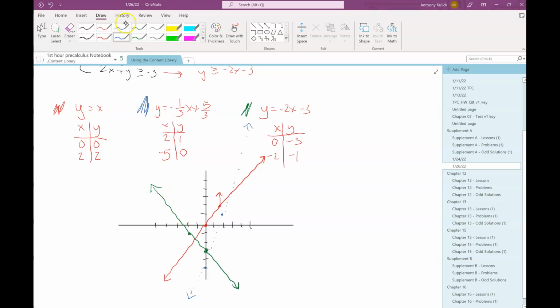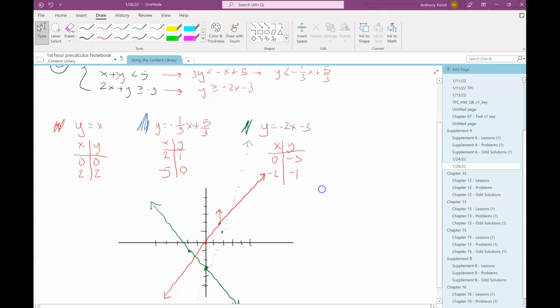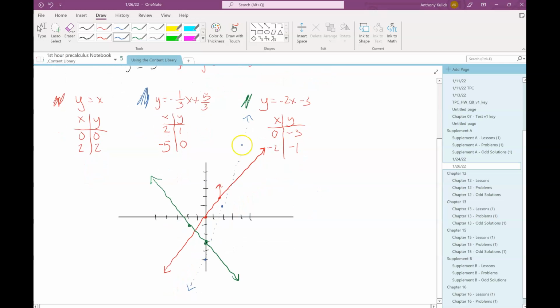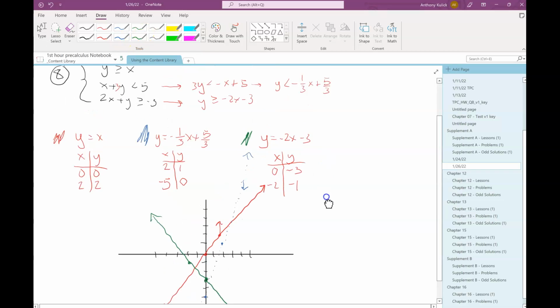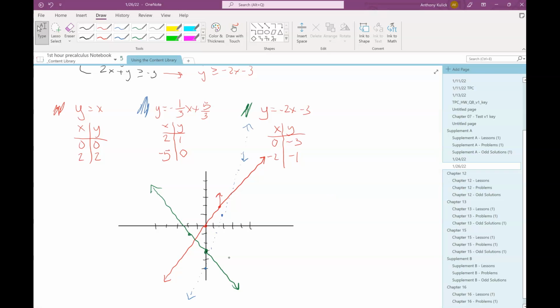Oops, I guess we forgot to shade on the blue one. The blue one's a less than or equal to, so we're shading down. And the green one's a greater than, so we're shading up. So the piece that I think I'm looking for seems to be this little area right in there. That's below the blue line, above the red line, and also above the green line. Does that feel okay?